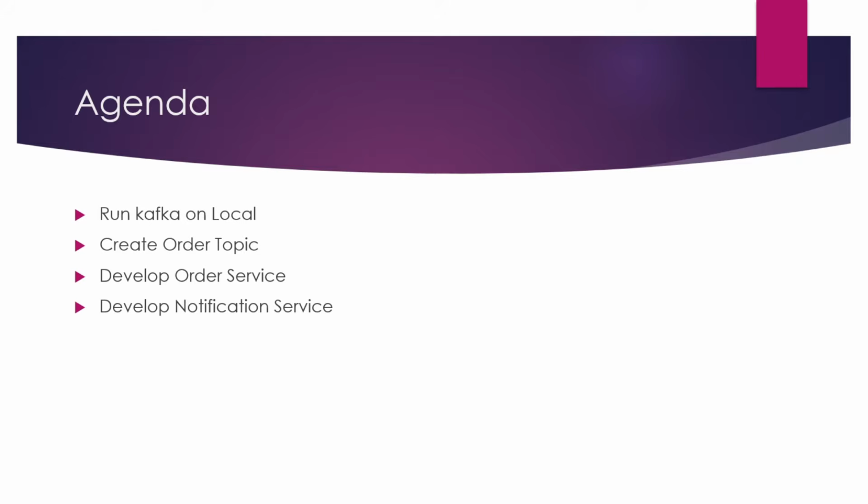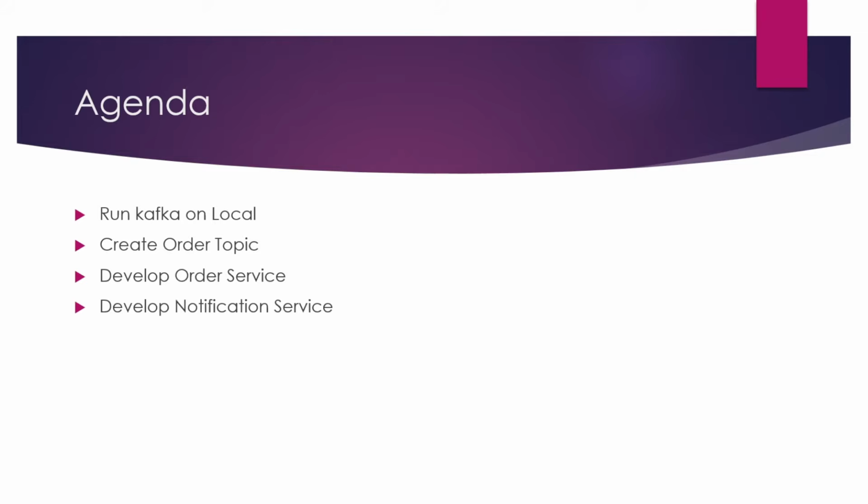Then we will develop the notification service. This notification service will listen to this order topic, and whenever there is this order created event on the topic, it will read that order created event and then it will do something about it. In this demo, it can be as simple as printing the message on the console, but in real time it can shoot an email or SMS, and it can further generate an event, let's say notification sent, so that any other downstream application who is listening to that topic can react accordingly.